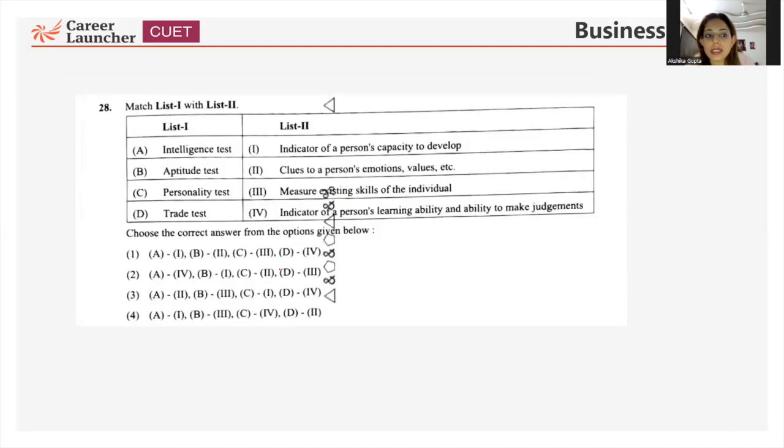Then talking about the intelligence test, it helps in making the judgment. So it is 4. Aptitude test measures indicators of a person's capacity to develop. Then you have clues to a person's emotions. So let's take personality test first. That is second. Trade test measures your existing skills. So we have aptitude, that is capacity to learn new skills. So that is 4, 1, 2, and 3. That is option 2, which is correct.